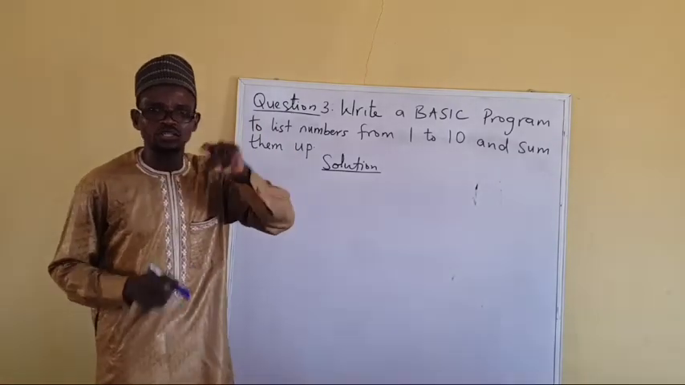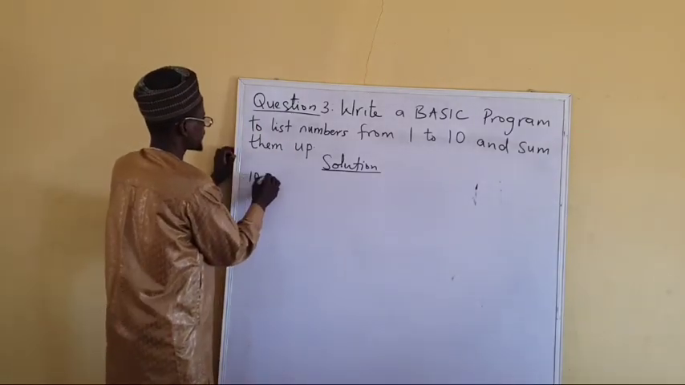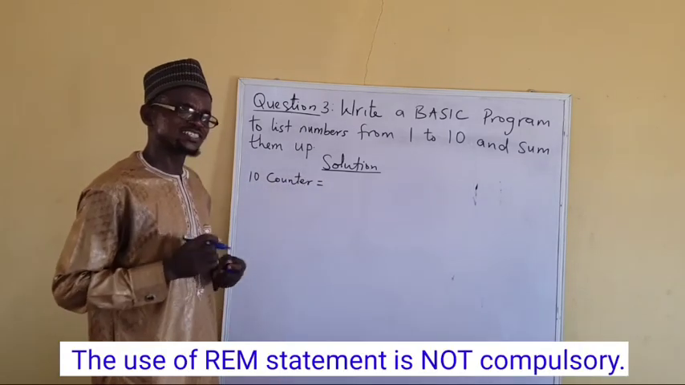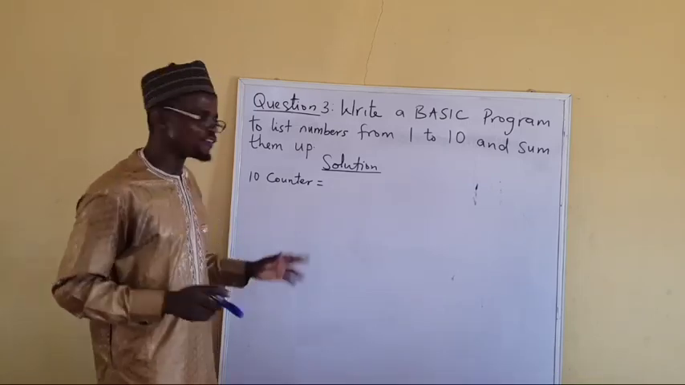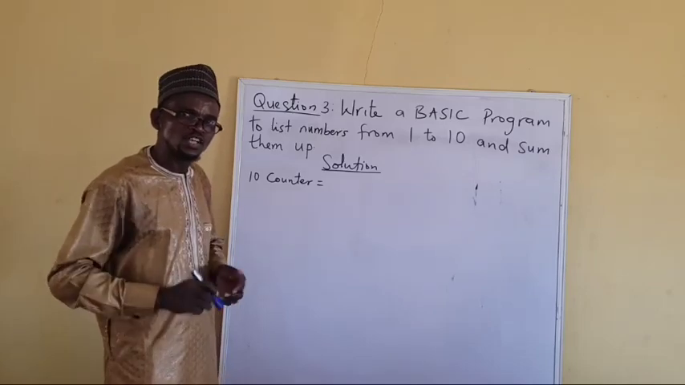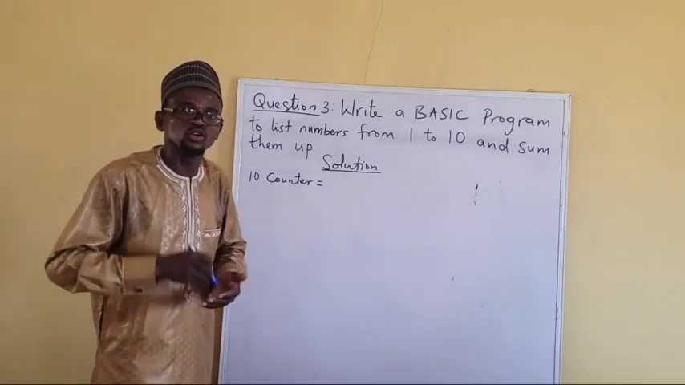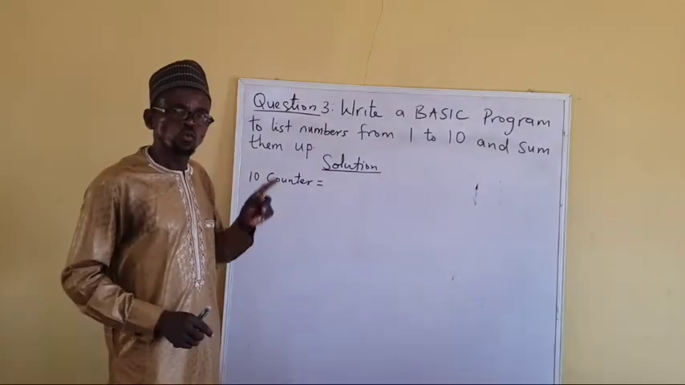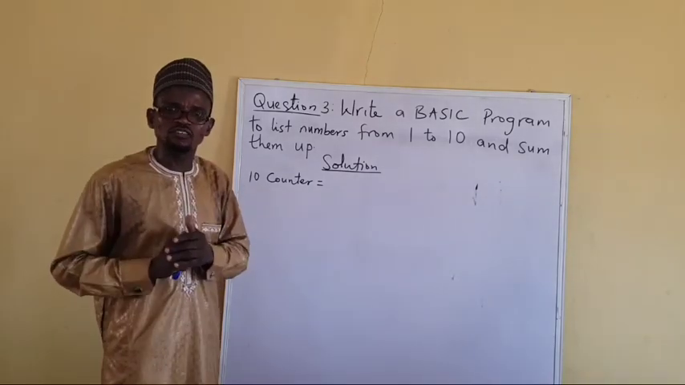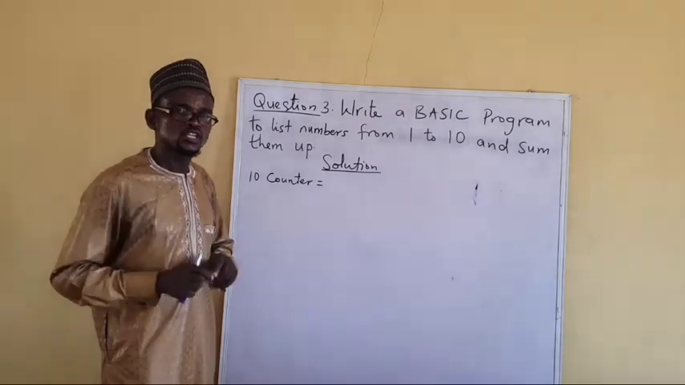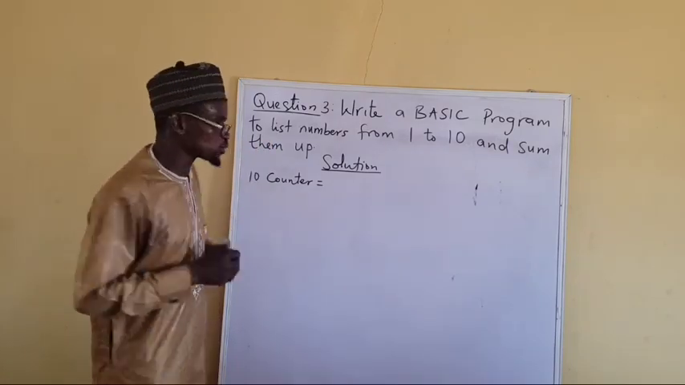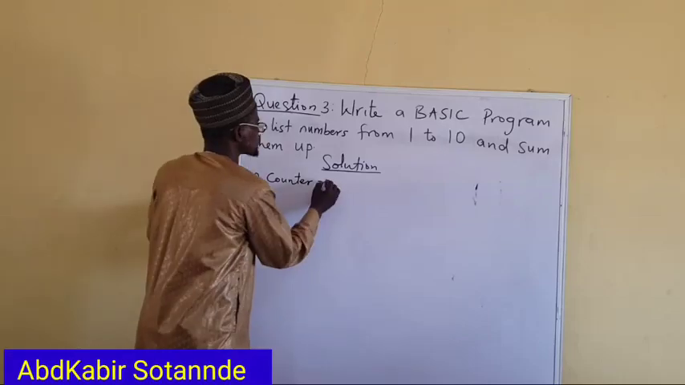So let us start with the counter. Counter is equal to what? To use a variable like counter to do something for us, it means the computer should have known the value of the counter. So to start with, we need to give counter an initial value. The initial value we are going to give it is 0, so that the computer will have it in memory that the value of the counter is 0. So we say counter is equal to 0.